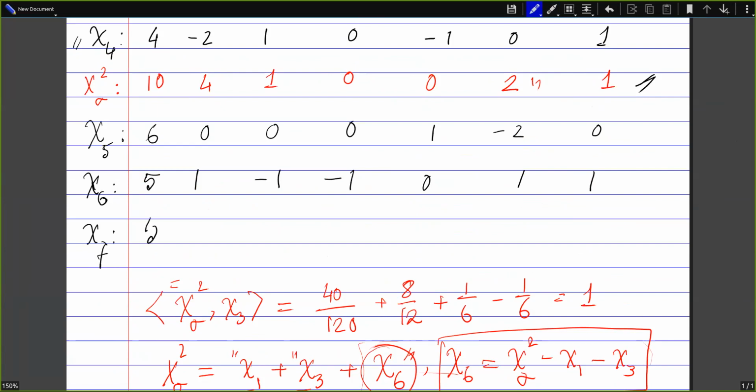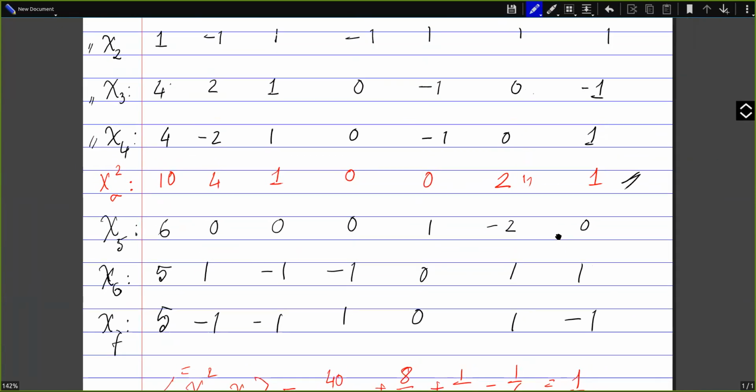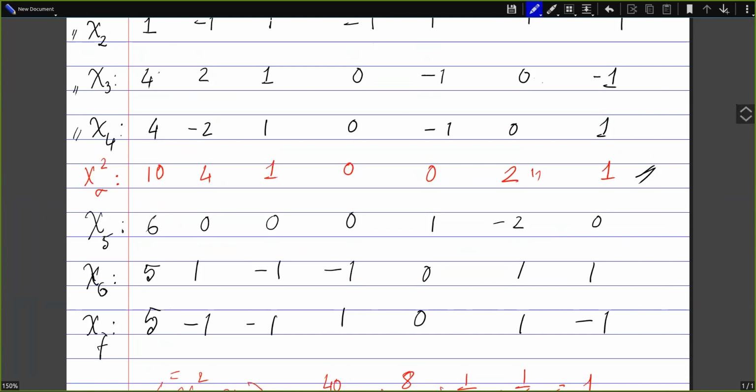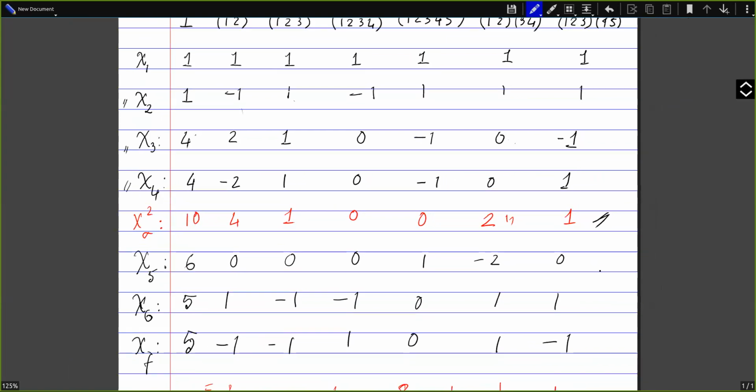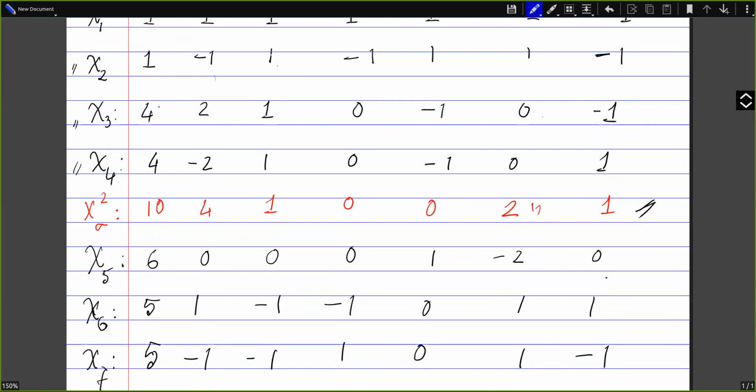So this has also dimension 5. Then we get minus 1, 1, 0, 1, and minus 1. You just have to simply take the product of chi 2 and chi 6. Just a minute. Sorry, I have written chi 2 has to be minus 1 because it's an odd permutation. So thus we get the complete character.